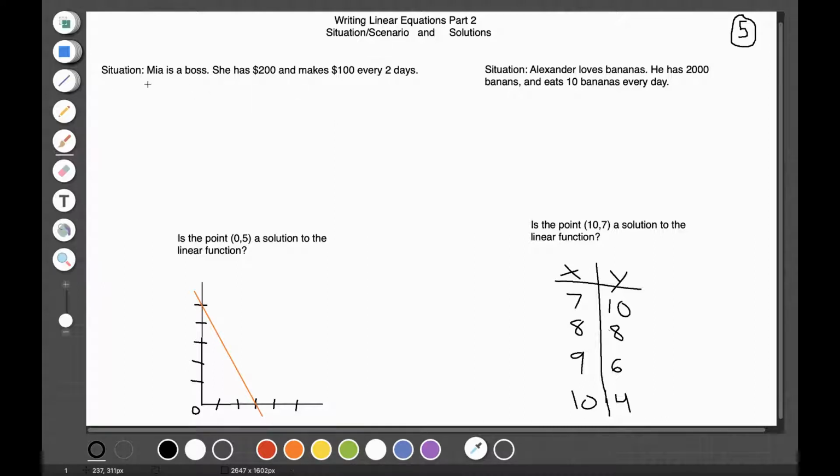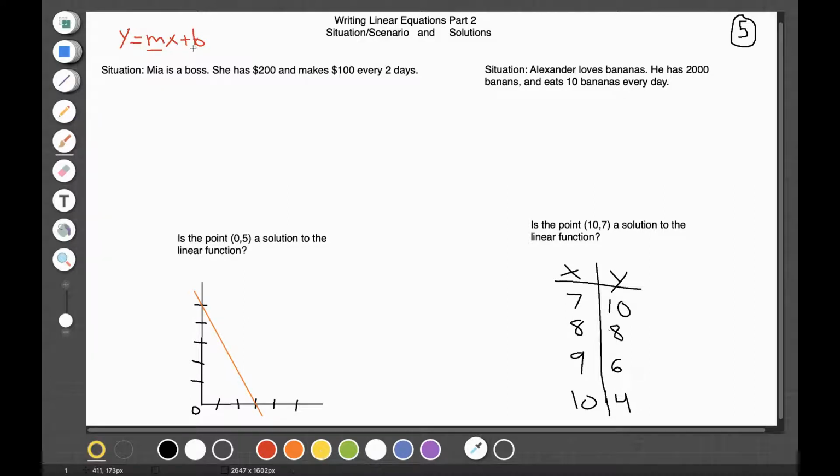Okay, first situation, Mia is a boss. She has $200 and makes $100 every 2 days. It's no different than when we had our y equals mx plus b. Remember that means we need to find the slope and the y-intercept. When I see a situation, I'm thinking, what's my change? That's my m. And what's my starting amount? That's my b.